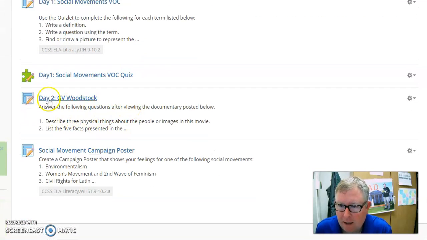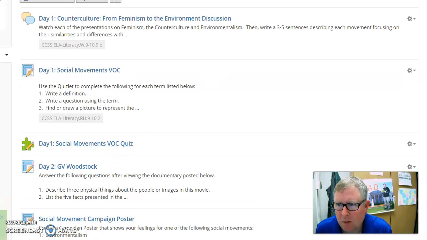And then the second day we'll have a little video looking at Woodstock, and then this campaign poster, which is just a fun little test, really easy, just making your own poster. In the past I have collected these from different students, the ones that they've made, and then I put it into a bigger poster and hang it up in the room. So it's one of the last little fun things to do.